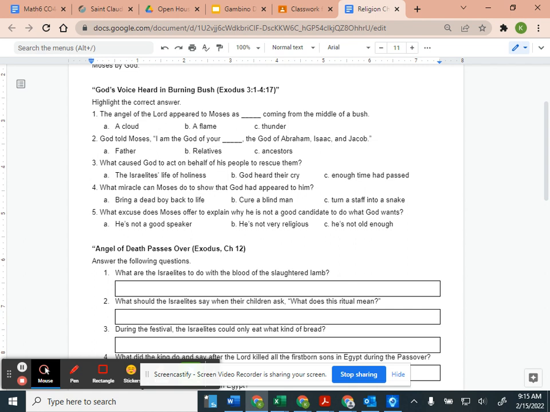Because does that happen to a normal person when they throw their cane on the ground? Does it become a snake? And then pick it up and it becomes your cane again? No. So that's going to be his sign to show them, God came to me. God sent me to you.